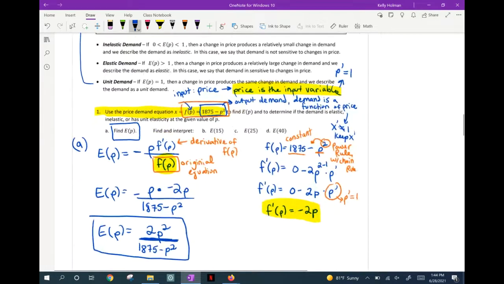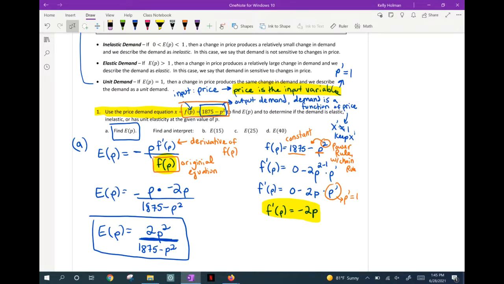So show me a status. How are you feeling on just doing the calculus to find this rule, to use this formula? Show me a status. Are there any questions on how I found the derivative or how I plugged it into the formula?